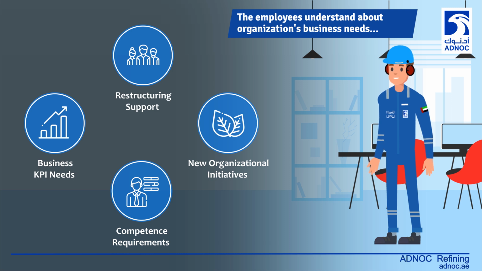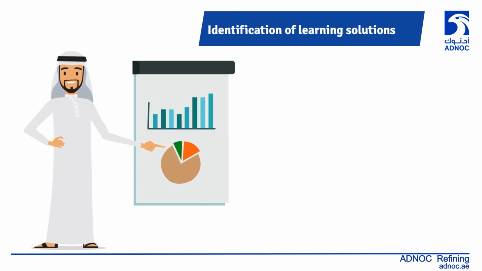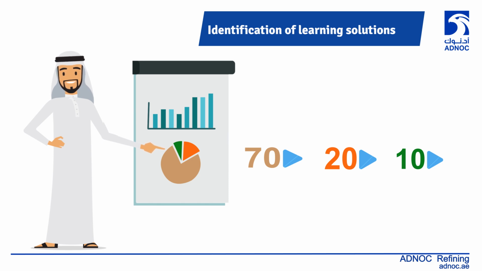Let us understand how to identify learning solutions. Identifying a learning solution is an important step in the training and capability development process. Planning learning opportunities using the principles of 70-20-10 enables the learning to be more effective and meeting the objectives of learning. See how the 70-20-10 model works.